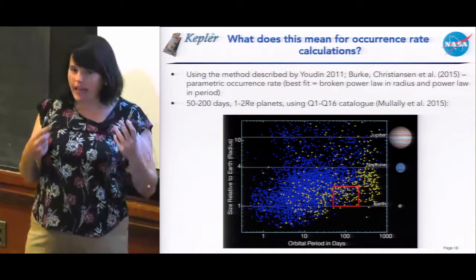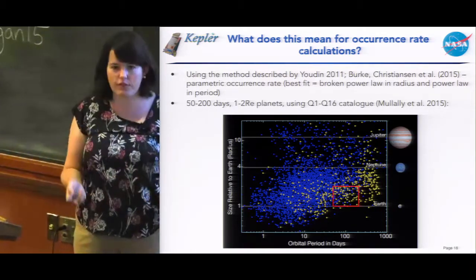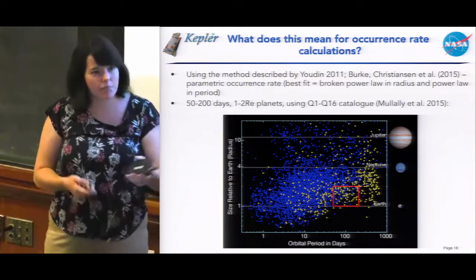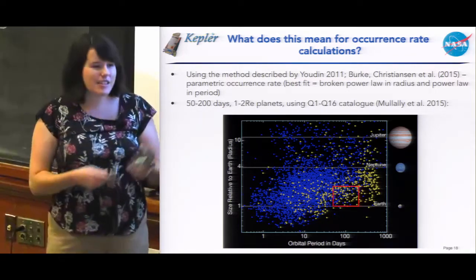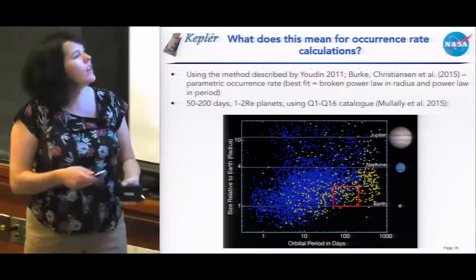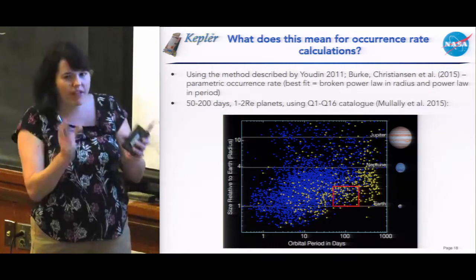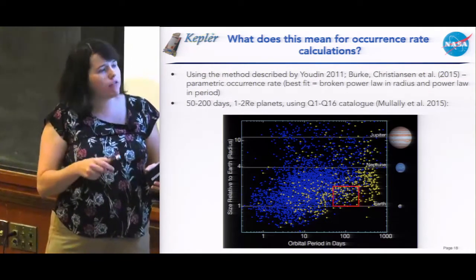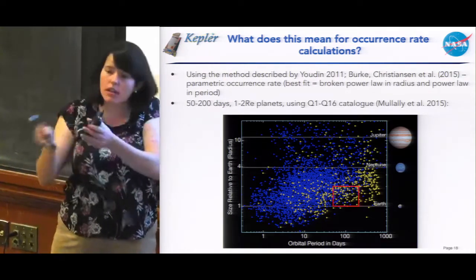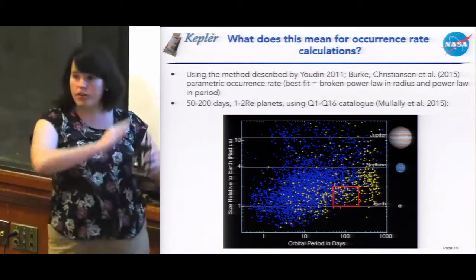Now the way we calculate our occurrence rate, if I had another 40 minutes, I'd tell you all of the different ways there are of calculating occurrence rates and the pros and cons of each. There's really two major schools and a bunch of minor schools of thought. One is that you calculate for each value of period and radius what the occurrence rate is in that box, and then you have a histogram.